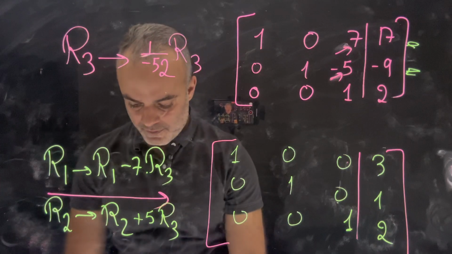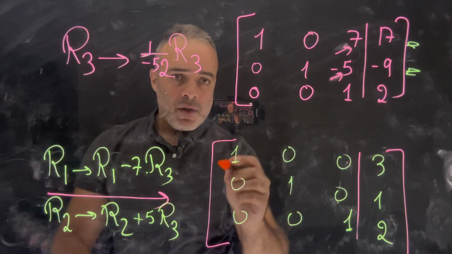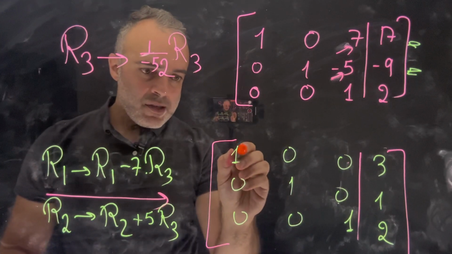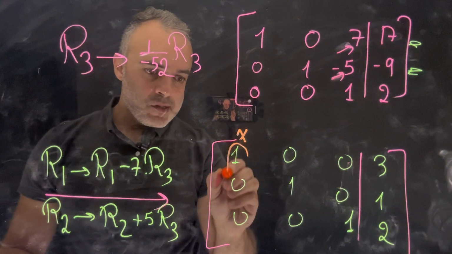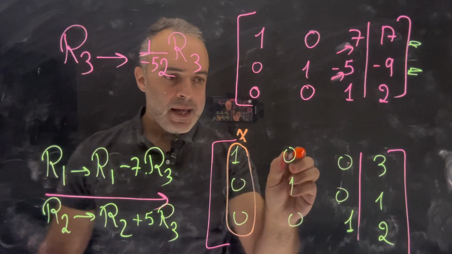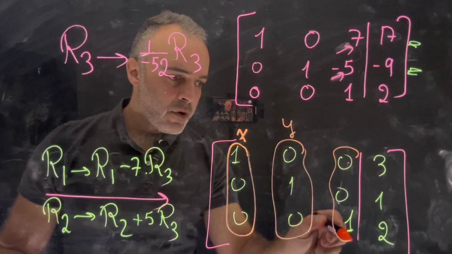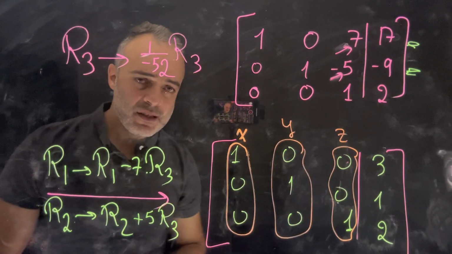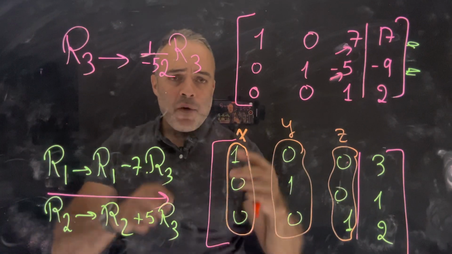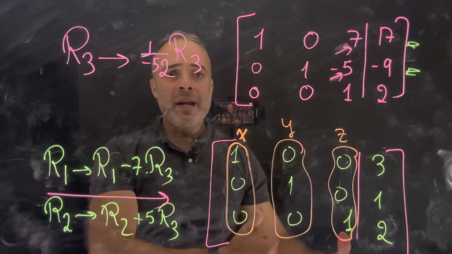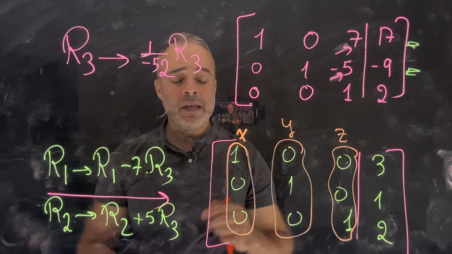And now, keep in mind or remember that this column corresponds to X. And this column corresponds to the coefficients of Y. And this column corresponds to the coefficients of Z. In other words, when I write it back into a linear system, it looks like the following.